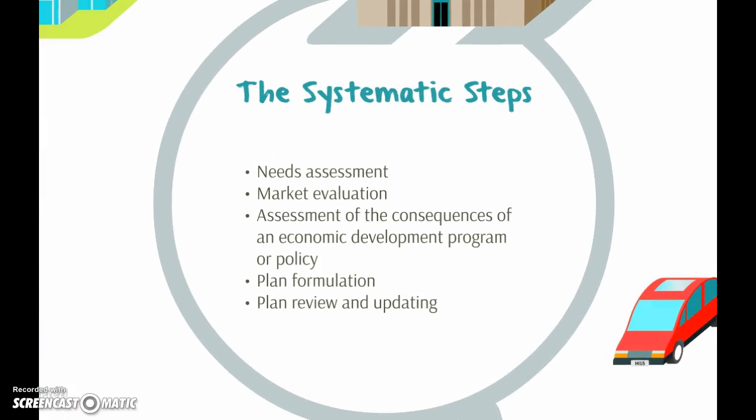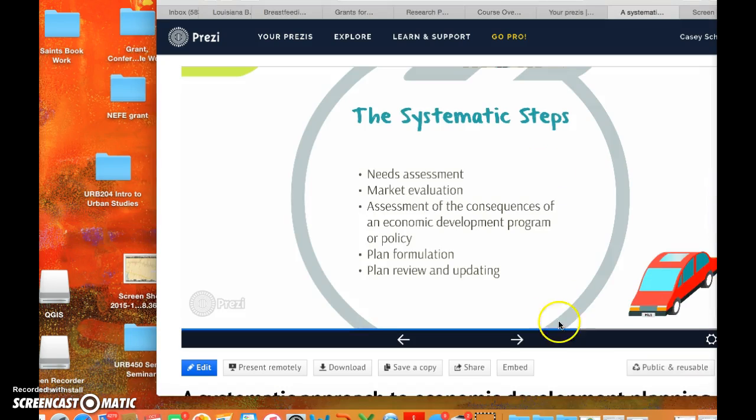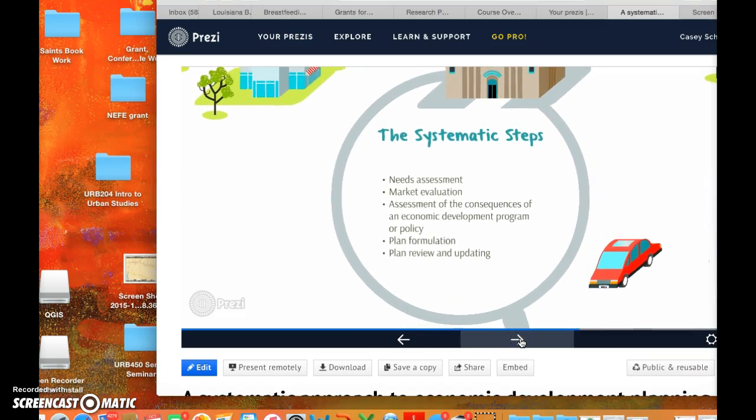So really, that's actually kind of it. This is just a recap of the few steps we talked about. You're going to want to do a needs assessment, a market evaluation. You're going to want to assess the consequences of an economic development program or policy. You're going to want to formulate your plan, and then the final step is a plan review and update: review how it is and update it. So that is it for your systematic approach to economic development.